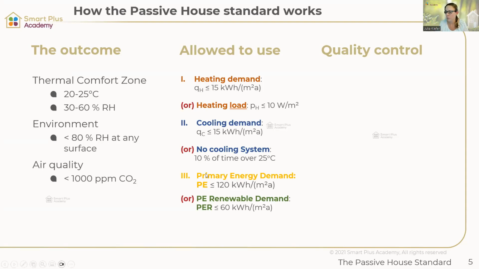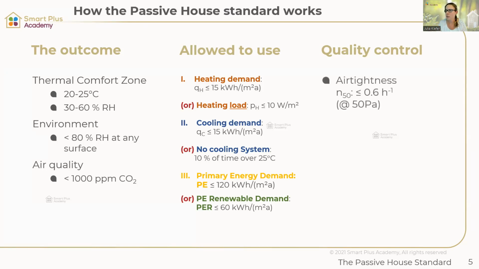And then we have our primary energy demand of 120 kilowatt hours per square meter a year, or primary energy renewable demand of 60 kilowatt hours per square meter a year. That's the energy at the source of where we harvest that energy, and that's how much we're allowed to use. This is not only for conditioning, this is also for any other energy needs that we have in our home, domestic hot water, appliances, and so on.